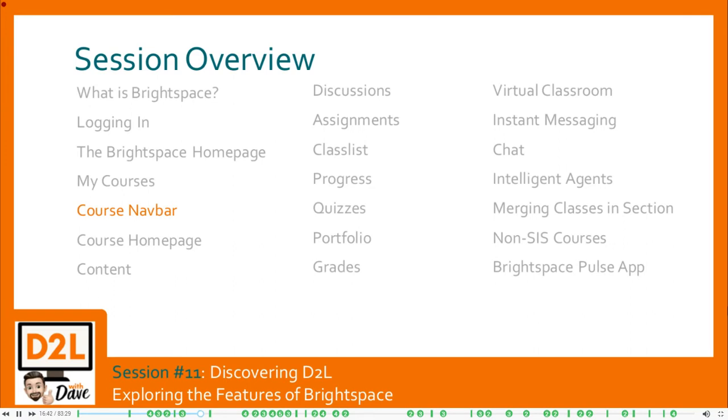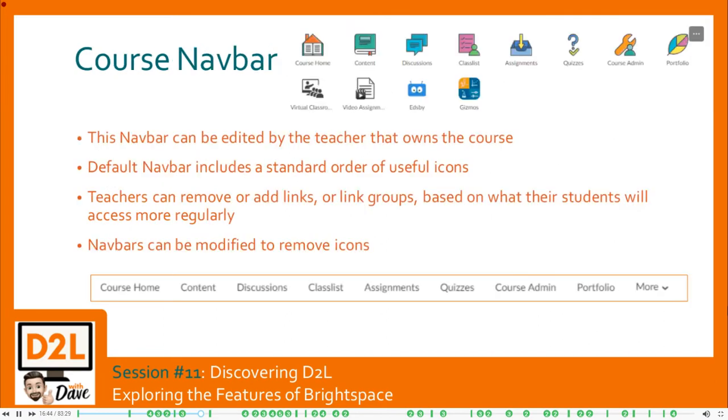So we'll look at the course navbar and the course homepage, which is very similar again. The course navbar looks something like this when you log into a course. It can be edited by the teacher that owns the course. So this is not something that I'm the only one who can do now. But the default navbar includes a standard order of useful icons, and you can add more inside there. But the standard icons that you have are the ones that are shown there. And you can either remove or add links.